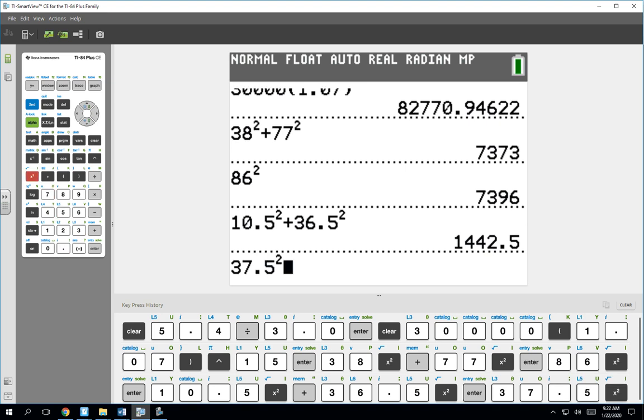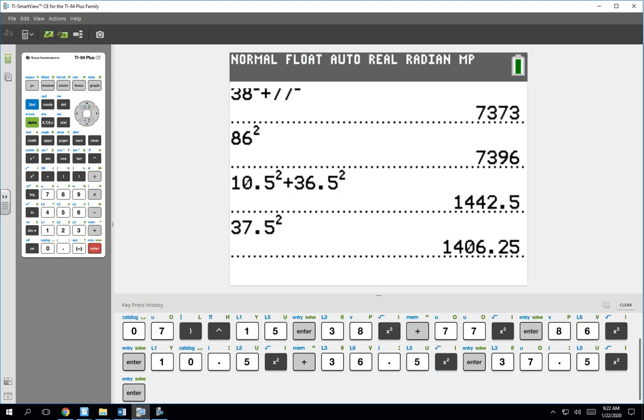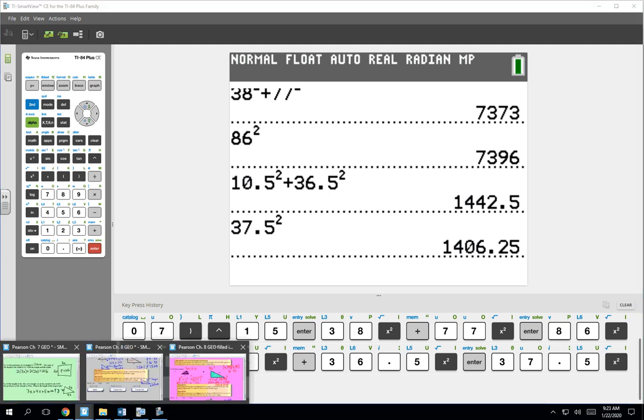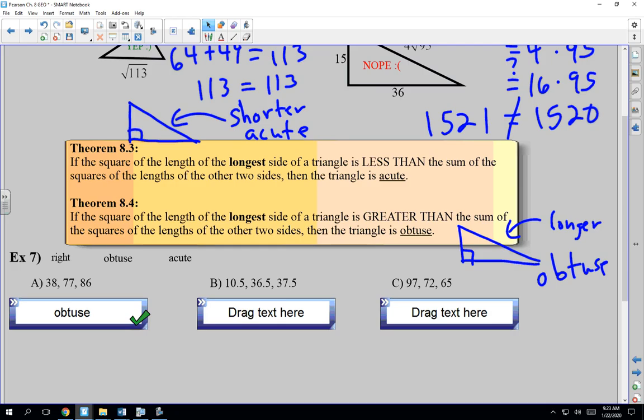37.5 squared. So now the longest side squared is actually shorter than the sum of the squares of the other two sides. So that's going to bring it together more. Okay. So when the longest side squared is shorter than the sum of the other sides squared, it brings it together, and that gives us our acute one. So there's our acute.